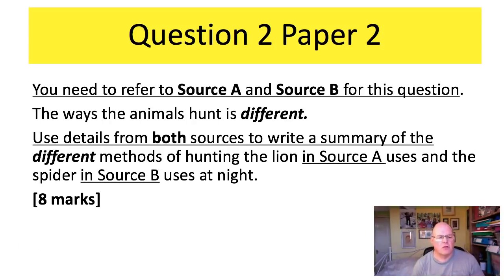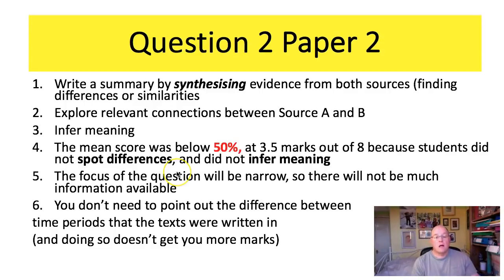Okay, let's have a look at the exam tactics. Okay, remember I told you not to do question 2 second. Well, here's another reason at point 4 here. The mean score was below 50% on this question. 3.5 marks out of 8, because students did not spot differences and did not infer meaning.